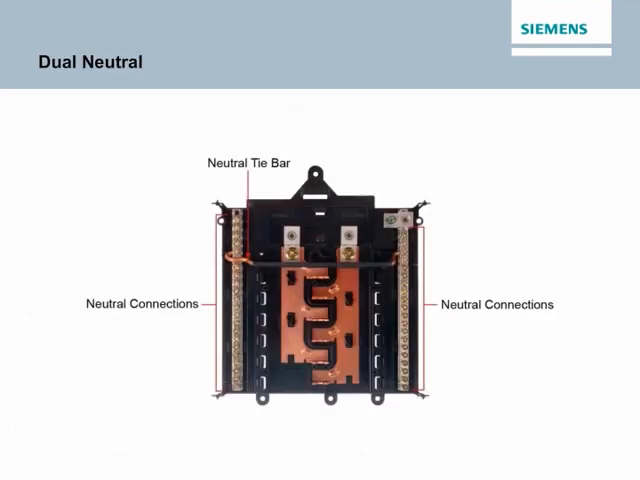The Siemens PL series load centers and some Siemens ES series load centers have dual neutrals, meaning that neutral connections are available on both sides of the load center interior. Dual neutrals are connected together through a neutral tie bar. Dual neutrals are useful, especially on larger load centers, because they simplify load center wiring.